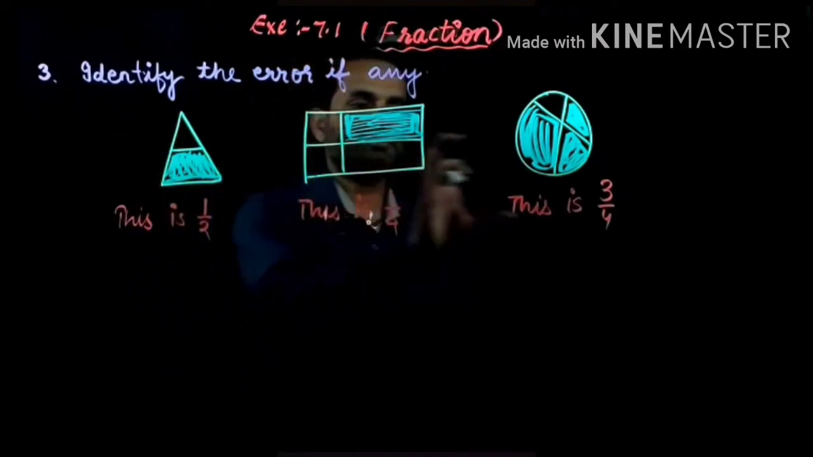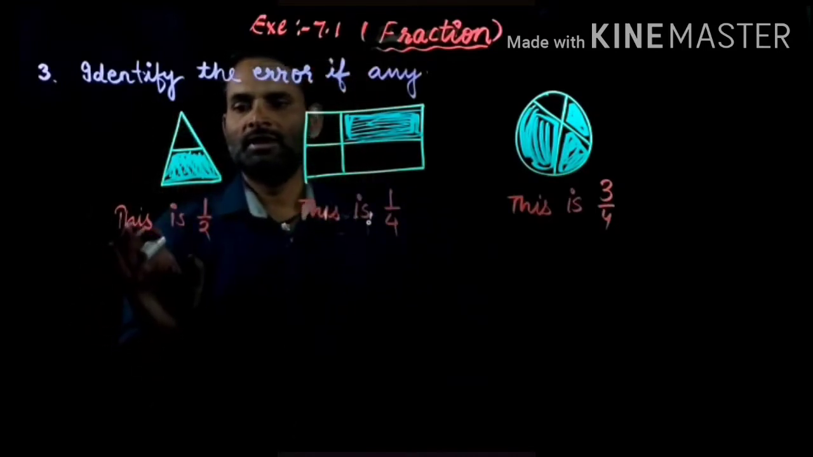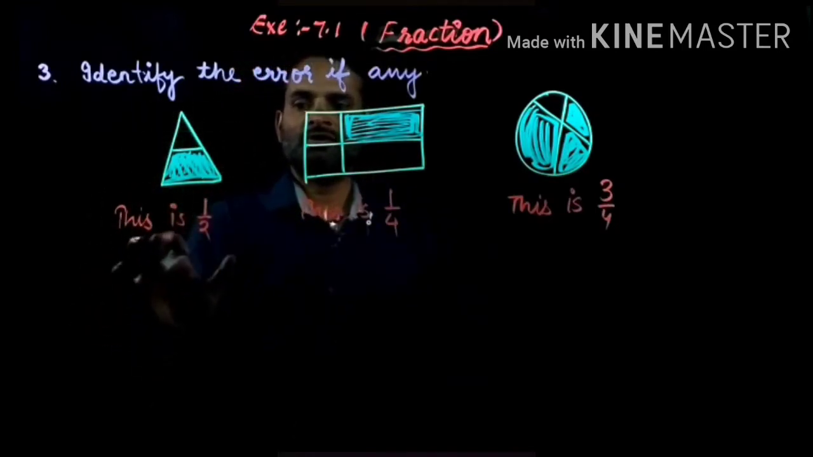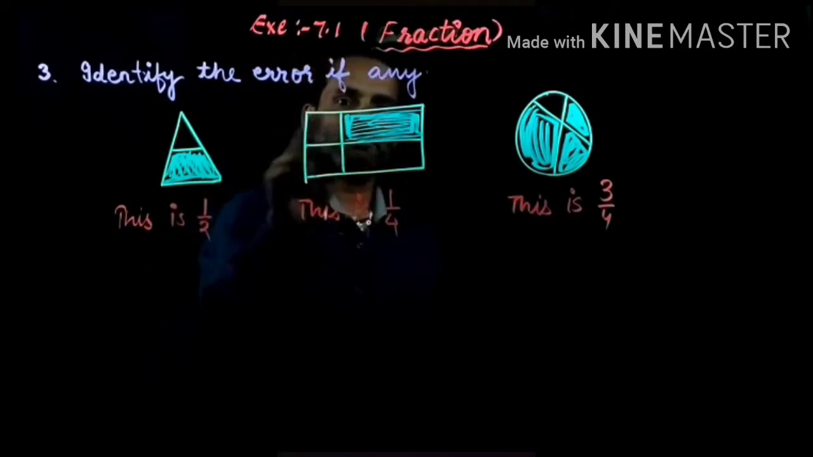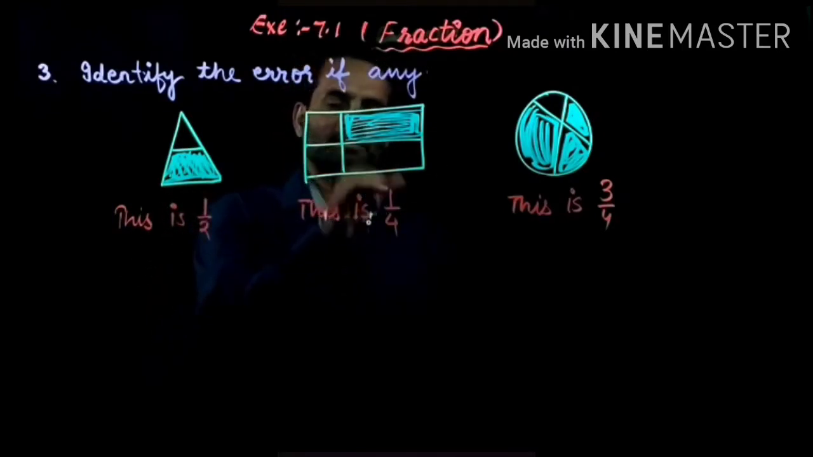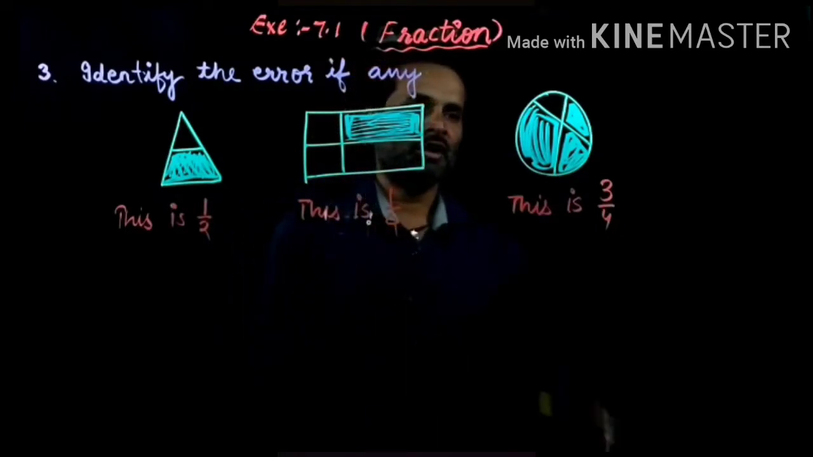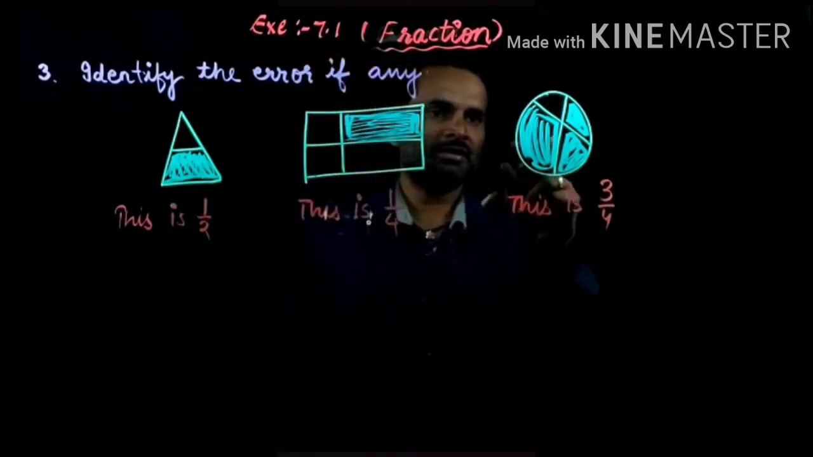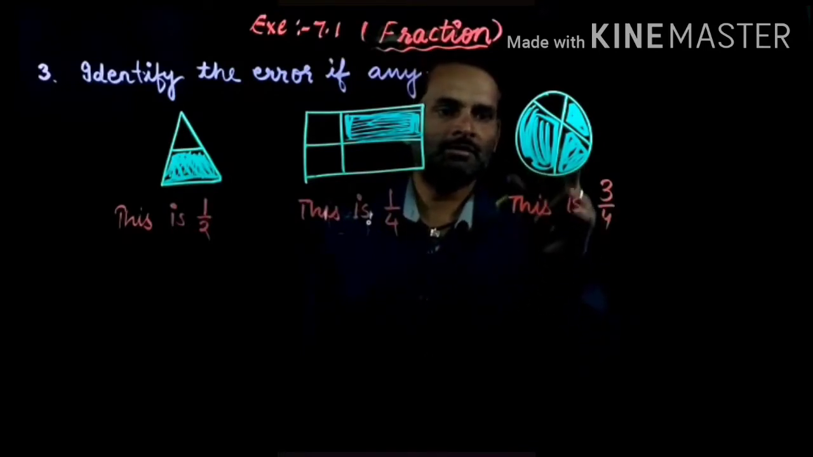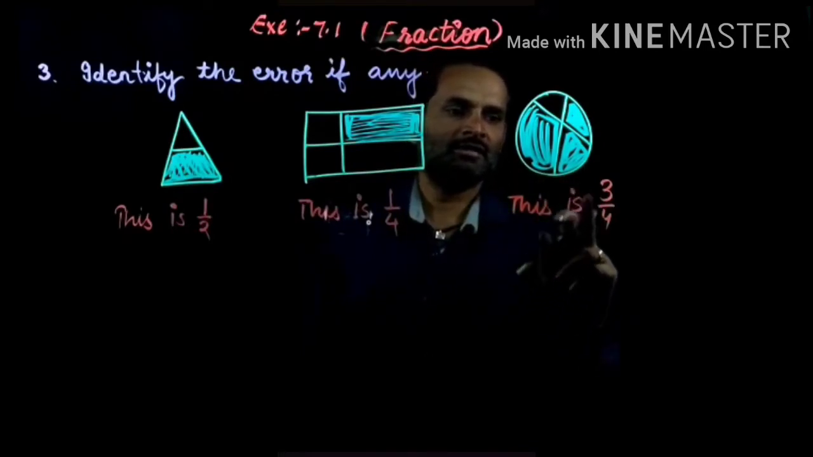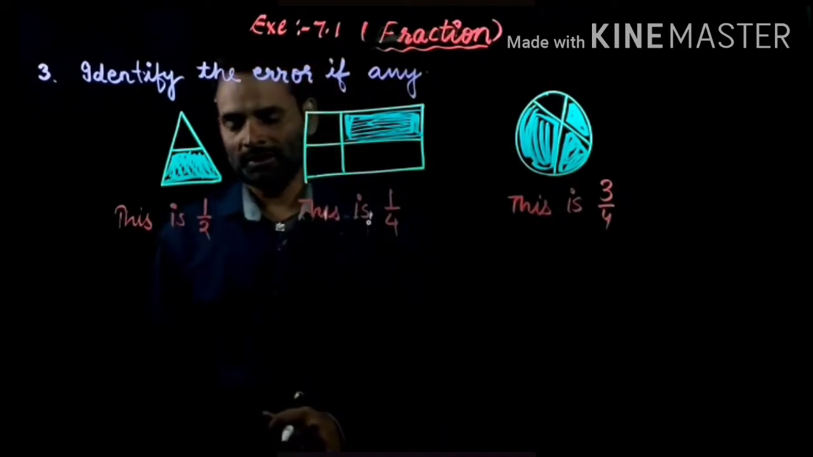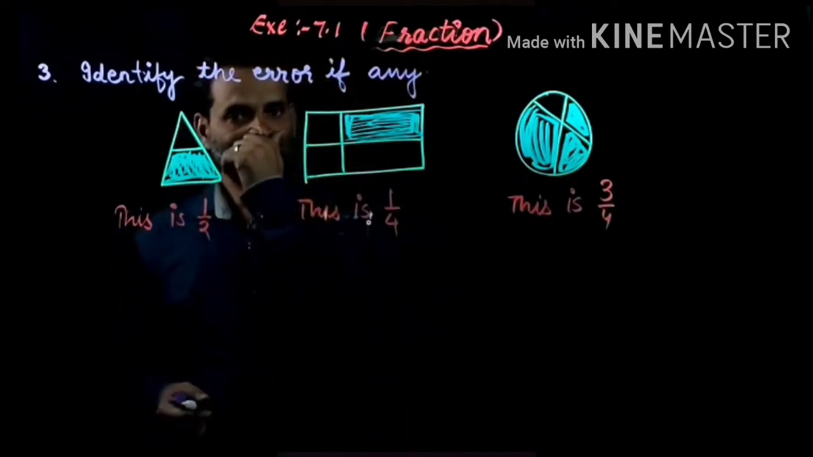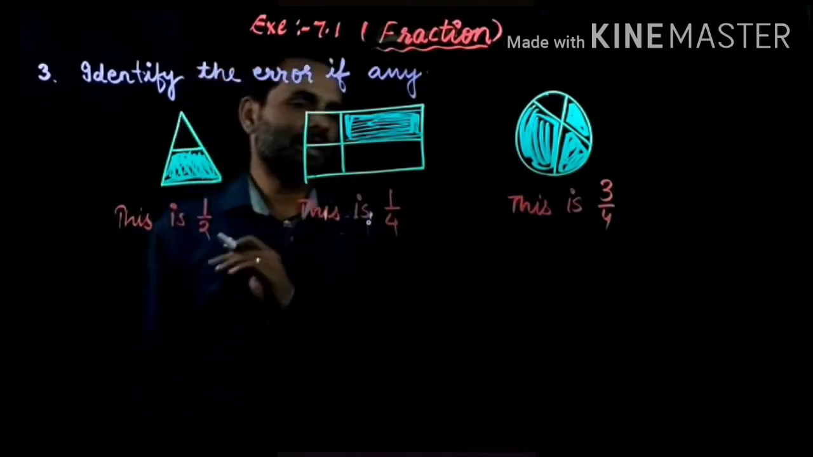Three diagrams are given along with fractions. The first is 1 by 2. In the second diagram, one part is shaded, and this is the fraction 1 upon 4. The third diagram is given in a circle. It is divided into 4 parts and 3 parts are shaded, so this is 3 by 4th. Okay, so clearly you write the fraction for any shaded diagram.